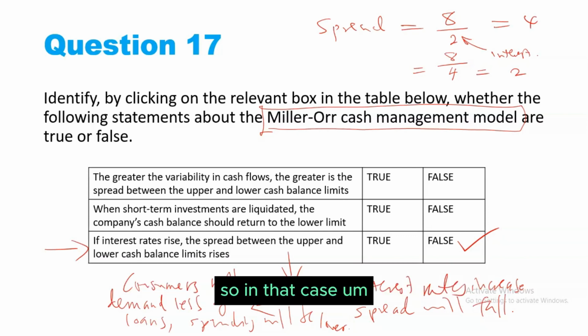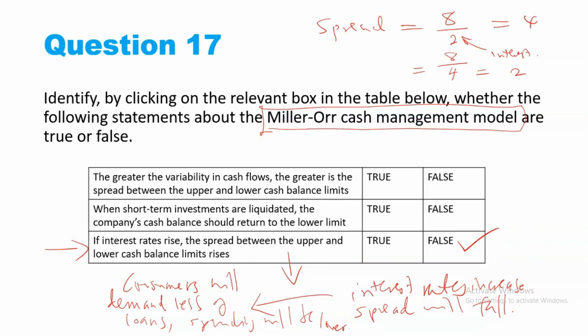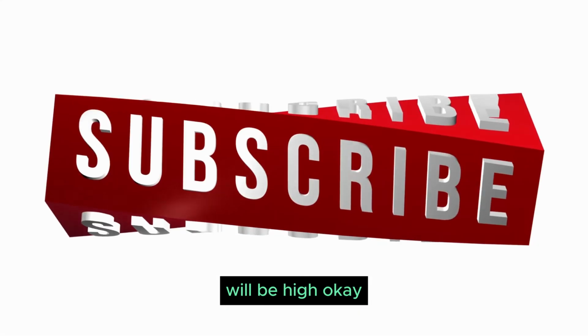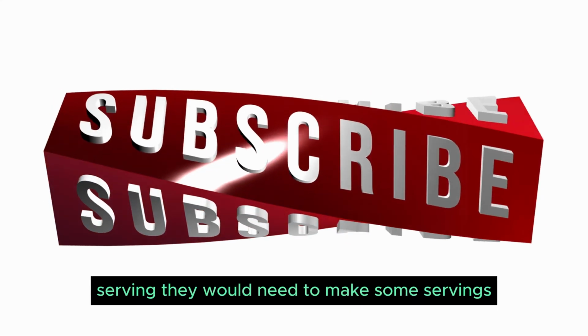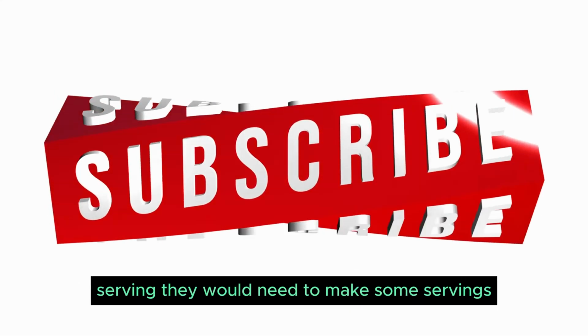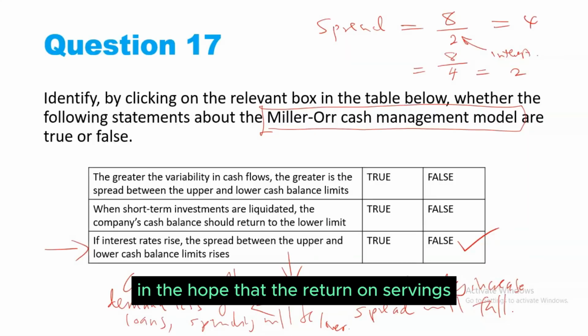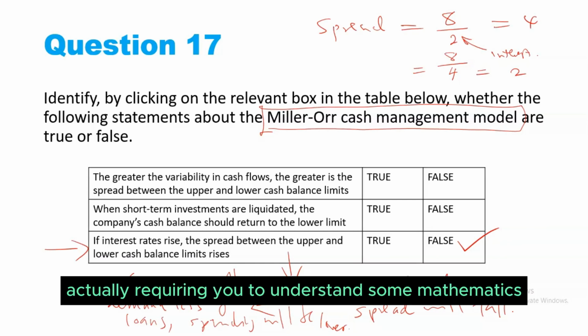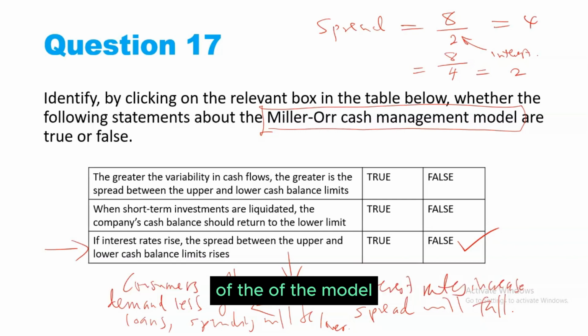Why? Because in the bank, because of high interest, there's a high likelihood that the deposits will fetch more returns. So in that case, customer spending will be less, but saving will be high. They would need to make some savings in the hope that the return on savings is going to be high. All right, but the question was actually requiring you to understand some mathematics of the model.